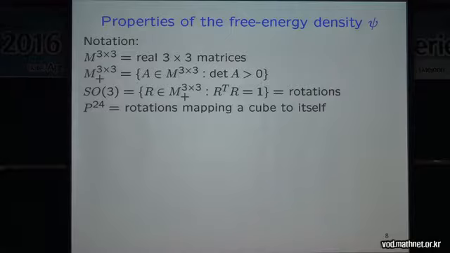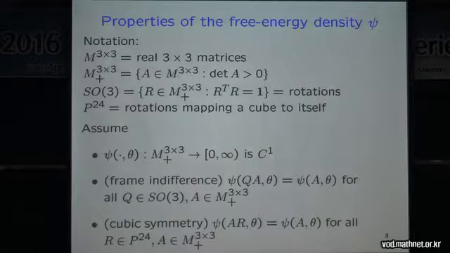So I'm going to suppose that the free energy density for every temperature theta maps matrices with positive determinant to zero infinity. So I'll suppose that it's bounded below. Without loss of generality, you can suppose it's bounded below by zero. So c takes 3x3 matrices with positive determinant to zero infinity, and that it's, say, C1.